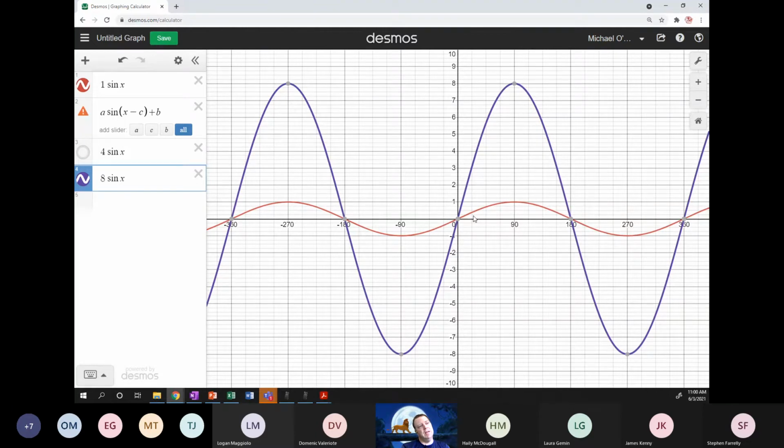The 90s are still the same. You see how it changes direction at the 90, right? Yeah, it changes the max and min, 100%, right? You're going to go up 8 in this case, and then down 8 in this case, okay? Does that make sense to everybody?